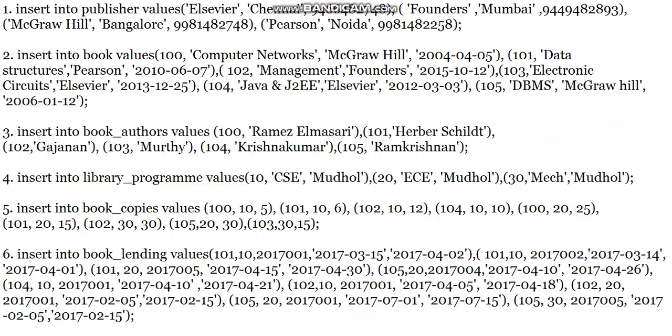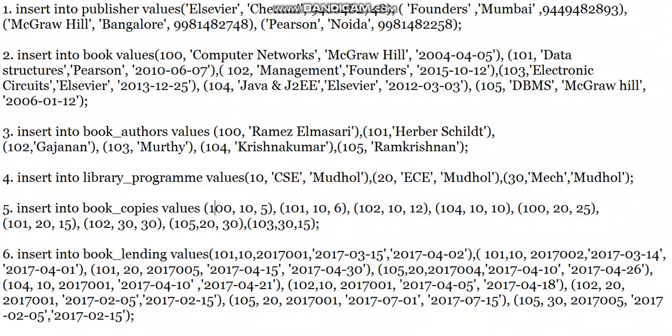The fourth one is insert into library program. Library program has three attributes: program ID, program name, and address. I have given a program ID of 10, the program name CSE, and the address. The program ID is a primary key, so it is unique. So 10, 20, and 30, and I have given the program names such as CSE and the addresses accordingly.